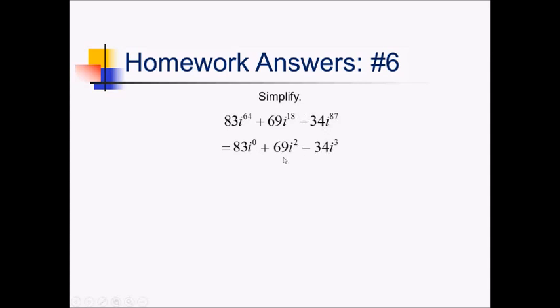Now let's go ahead and simplify a little bit more. i to the 0 is just 1, so 83 times that is just 83. i squared is -1, so this is really -69. And then i to the third is -i, so this is really +34i. And one last step, we can combine these real numbers here to get 14 plus 34i.